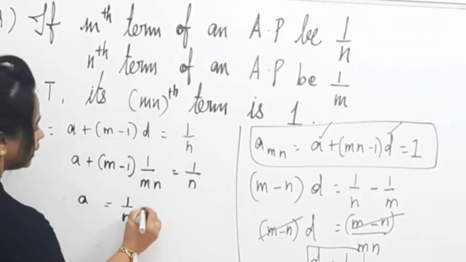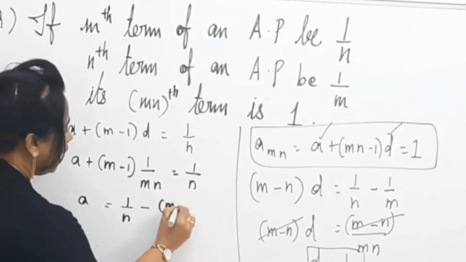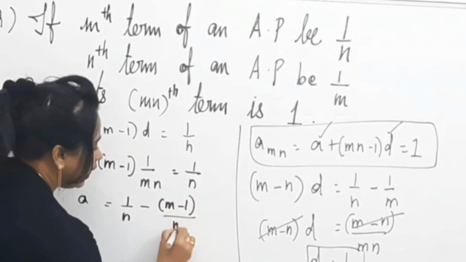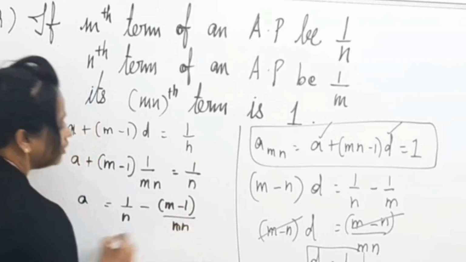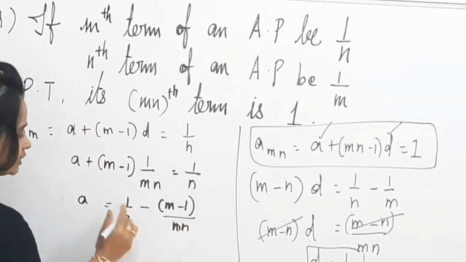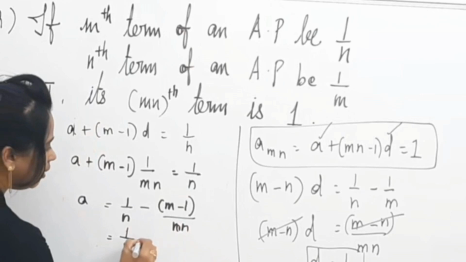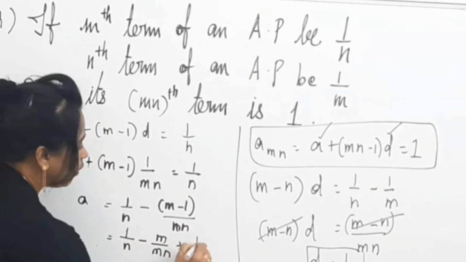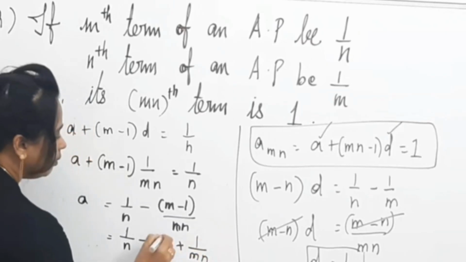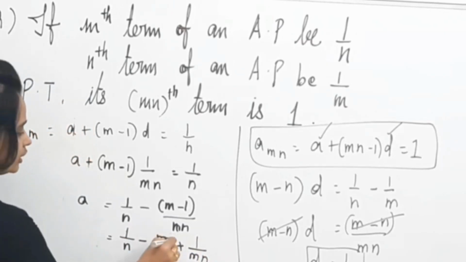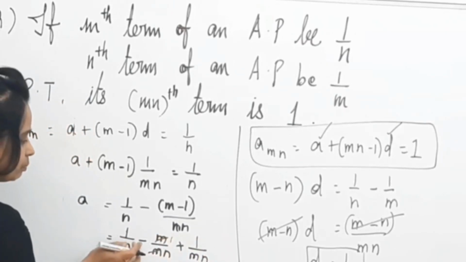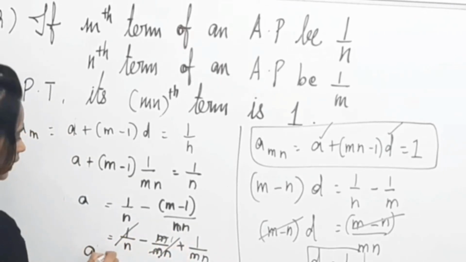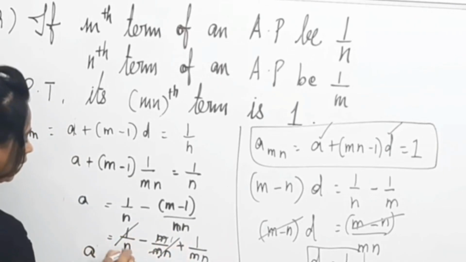Now a, I have to find it, my a, that's equal to 1 by n. This plus goes to the other side, minus of m minus 1 into 1 by mn. So that's equal to, now separating, 1 by n minus m by mn plus 1 by mn. So m gets cancelled. So this becomes 1 by n minus 1 by n. Again this and this get cancelled. So my a is equal to 1 by mn.